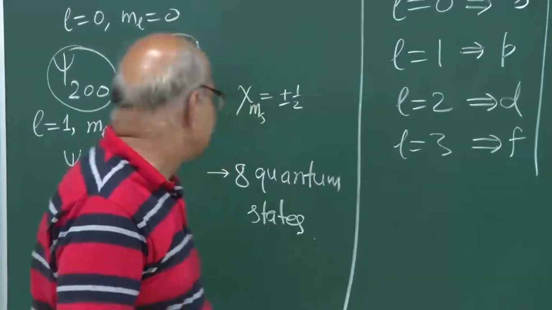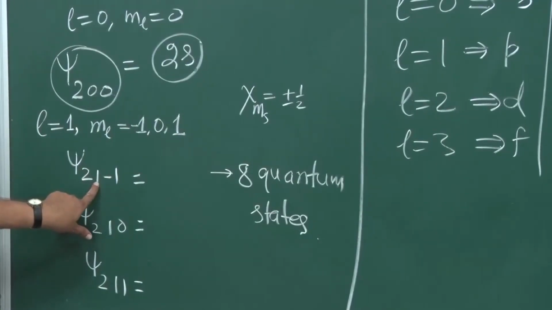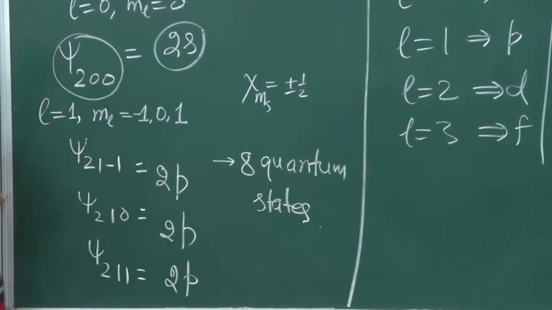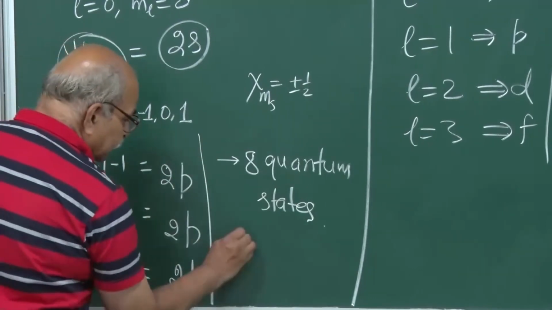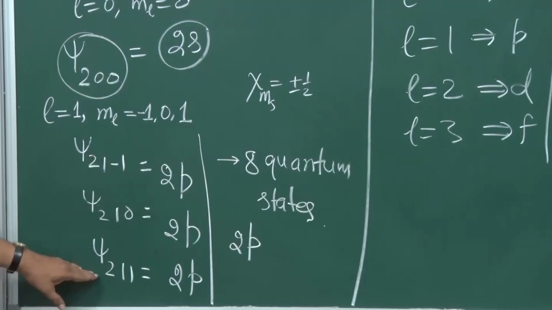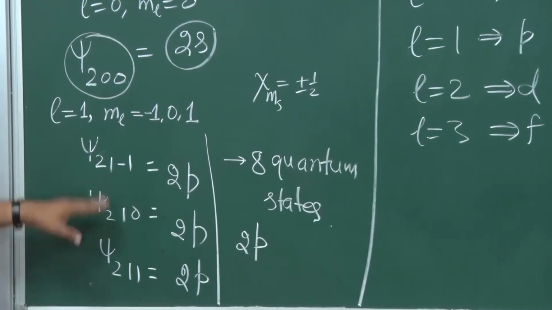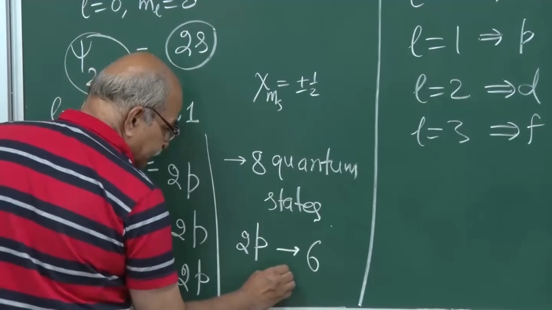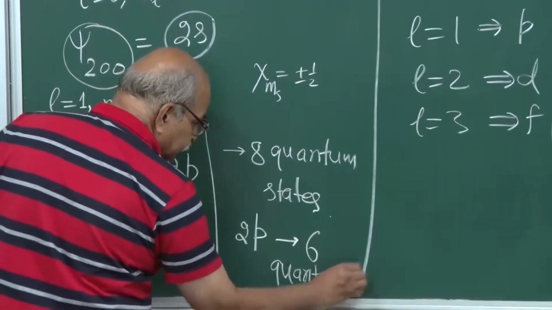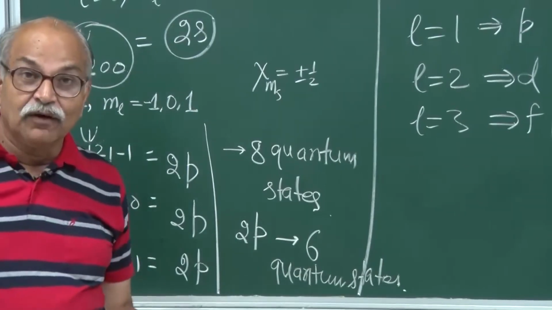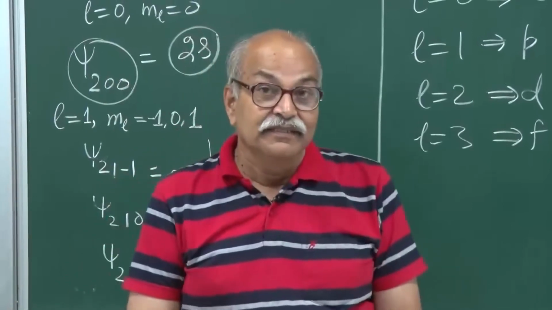Similarly, all P states. Here L is equal to 1, so it is P, this is 2P, all these are 2P orbitals. And in 2P orbital, you can have this or this or this, so 3 wave functions, space part of the whole thing. This is the space part, depends on r, theta and phi. So 3, and then a spin part, so into 2, that is 6. So 2p will have 6 quantum states. All p, 3p, 4p, every p orbital will have 6 quantum states, right?